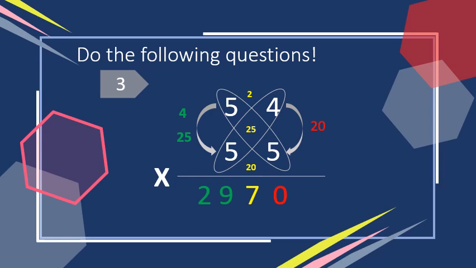And then we can multiply 5 and 5. The result is 25. You can look at the green numbers. You can add all. 25 plus 4. What is the result? Yes, 29. You can write 29 under the line. So the result of multiplying 54 and 55 is 2970. Understand?